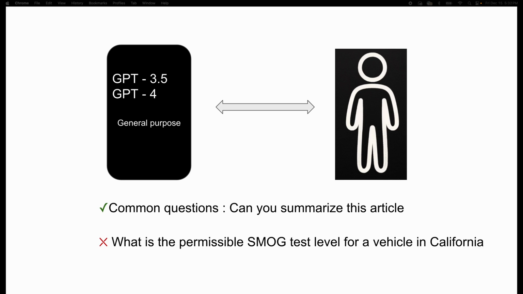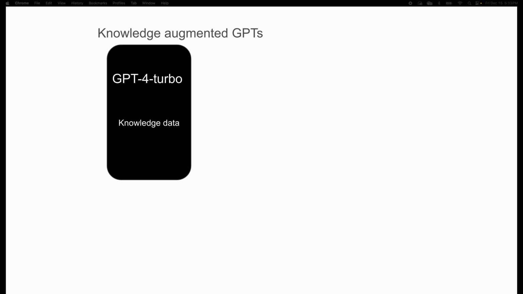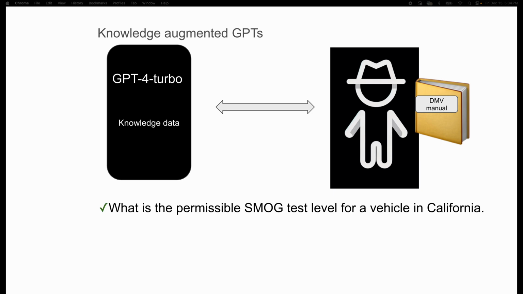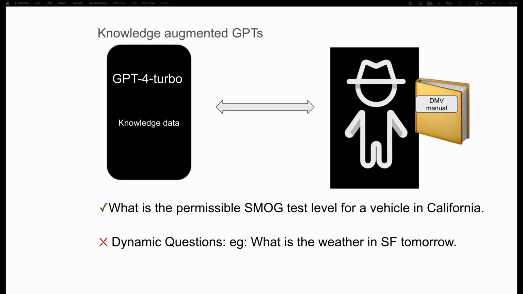For example, if you ask a detailed question like, what is the permissible smoke test level for a vehicle in California? It will fail. So to solve this need, we create GPTs by augmenting the base model with specialized knowledge, similar to a human with access to the DMV manual. Now if I ask GPT the question, what is the permissible smoke test level for a vehicle in California, it will be able to give an answer. But what if I ask a dynamic question like, what is the weather in San Francisco tomorrow? This kind of question, a GPT with static knowledge will not be able to answer.